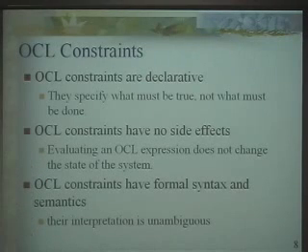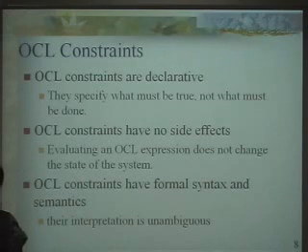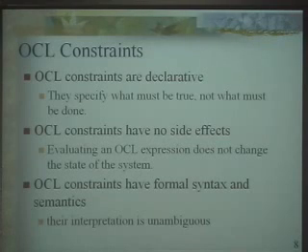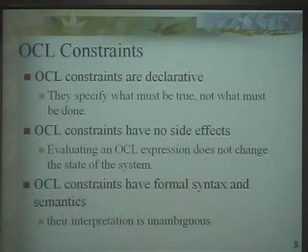Okay, and they are declarative, so they specify what must be true. The constraints here, the statements, are always a Boolean expression, and they specify that this particular Boolean expression must be true in certain situations. So it's a Boolean expression, and it does not change the state of the system. I explained that to you.